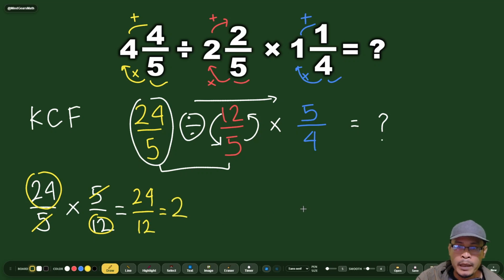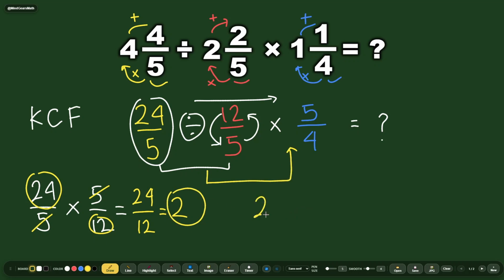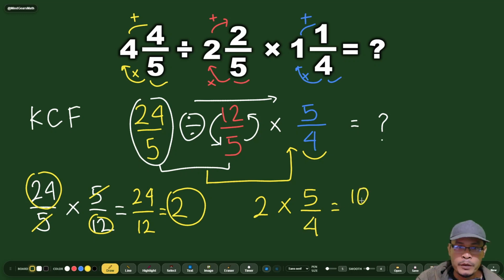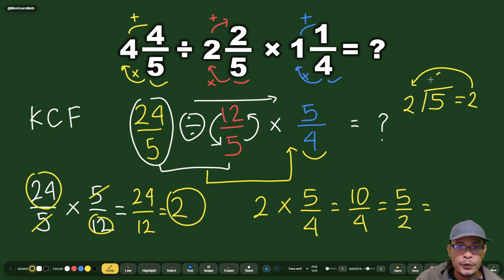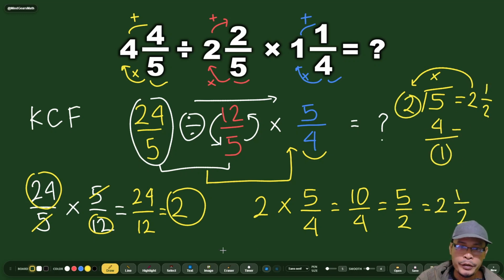Next, we multiply our 2 by 5/4. 2 times 5 is 10/4. 10/4 simplifies to 5/2, which is 2.5. That is our final answer.